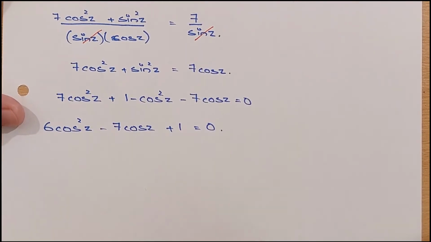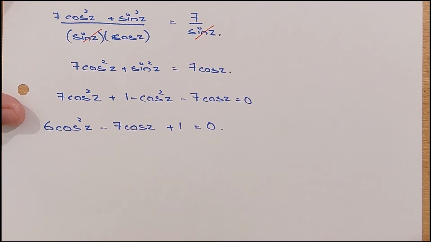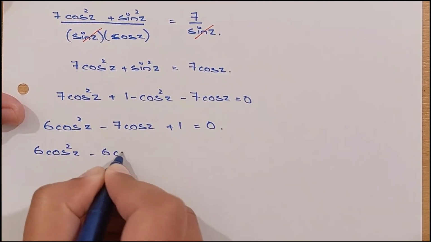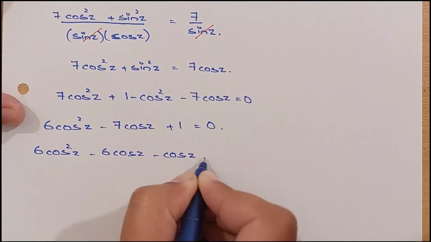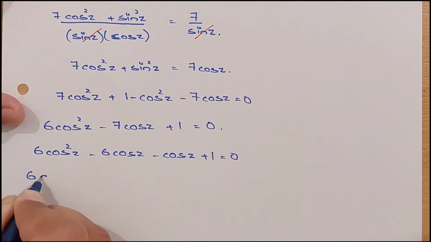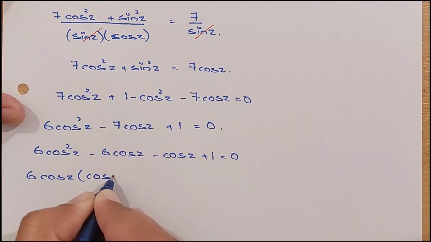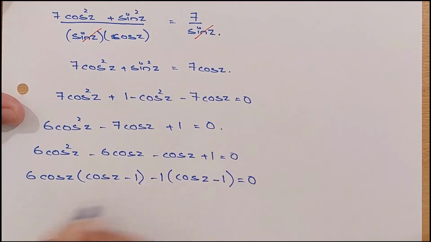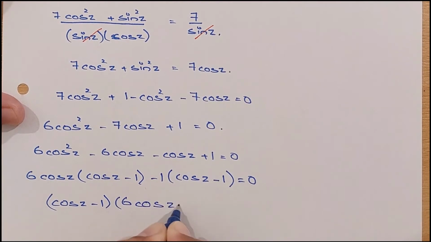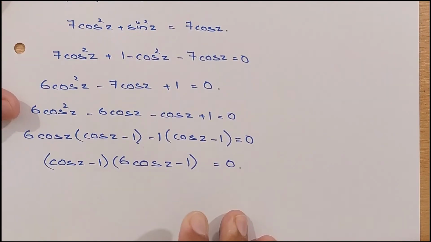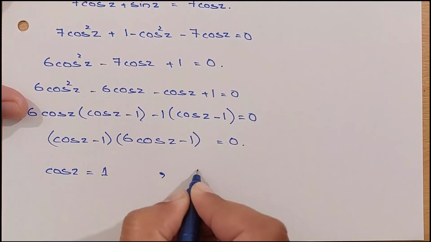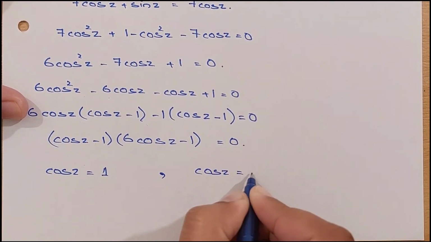Right, factorize it. So 6 times 1 is 6, so minus 6 and minus 1. So 6 cos squared z minus 6 cos z minus cos z plus 1 equals 0. 6 cos z is common. Cos z minus 1, negative 1 is common. Cos z minus 1 equals 0. Factors are cos z minus 1 and 6 cos z minus 1 equals 0. Right, now for the first factor we have cos z equals 1, and from the second factor cos z equals 1 by 6.